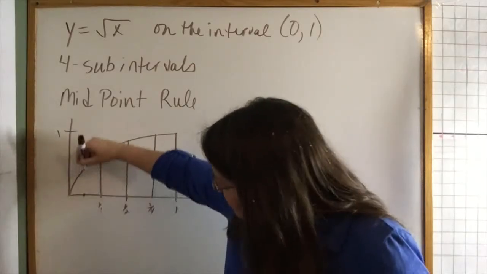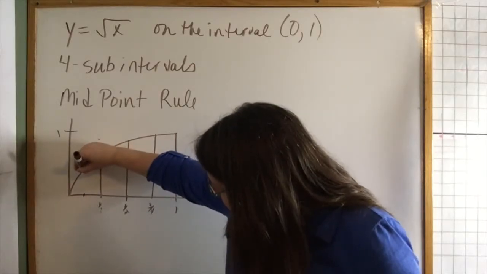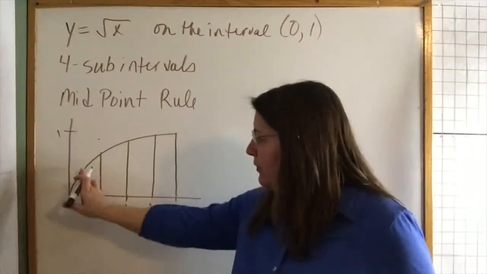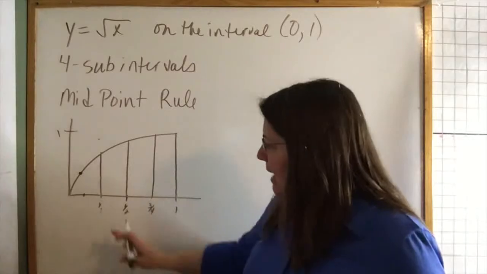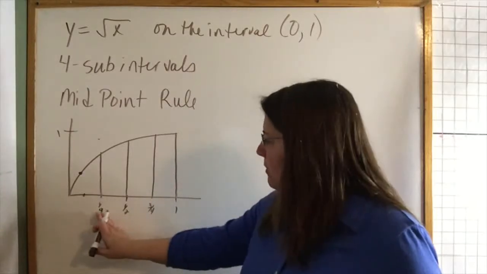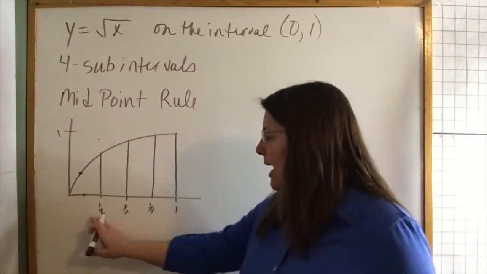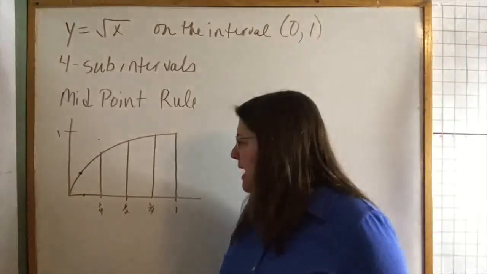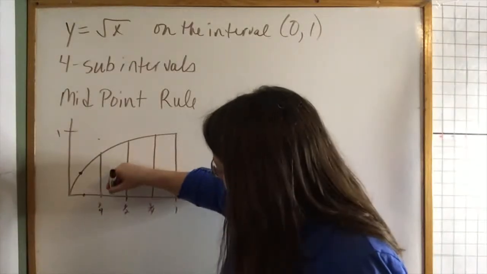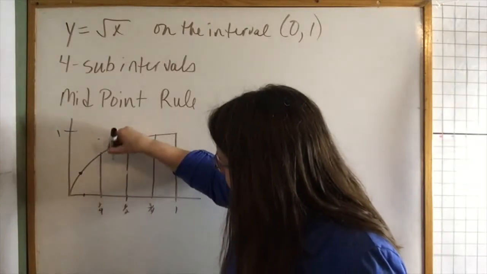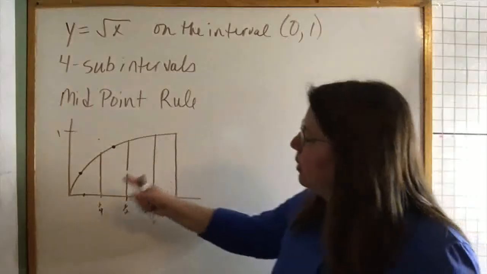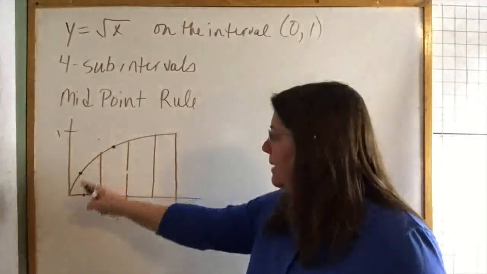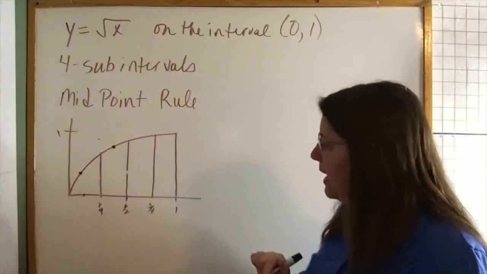And at 1/8, I'm going to draw a point on my graph that would be representing the height at 1/8. I'm going to go halfway between 1/4 and 1/2, which would be at 3/8, and do the same thing. So at the halfway point between each of these, I'm going to draw a dot on my graph for y, or this is y equals square root of x.